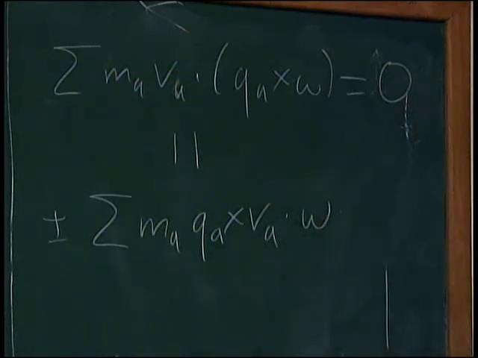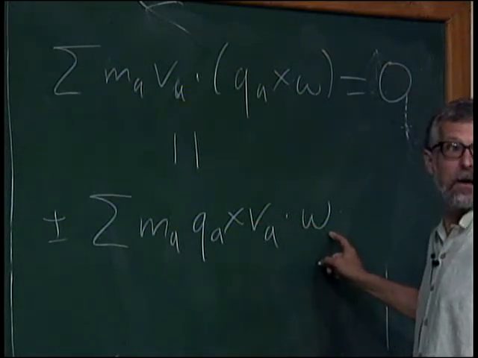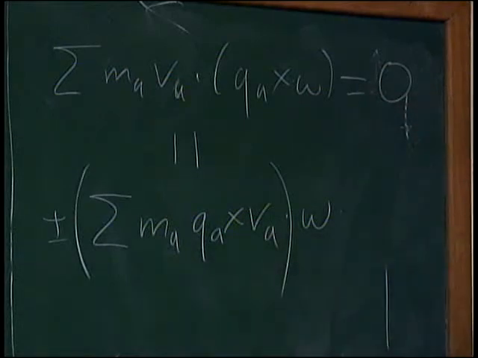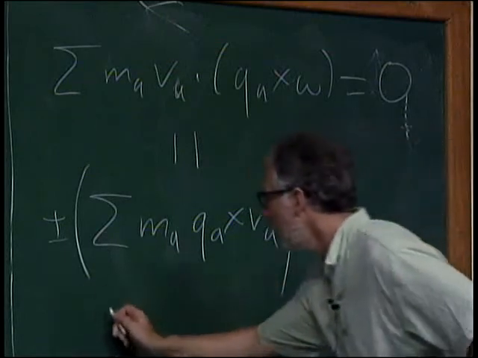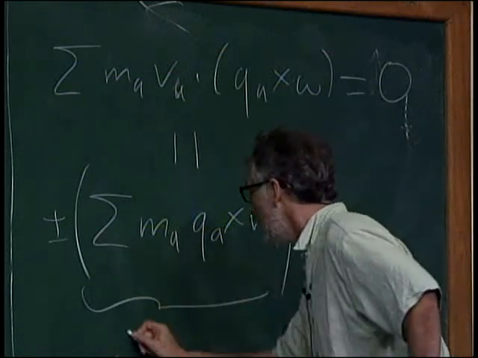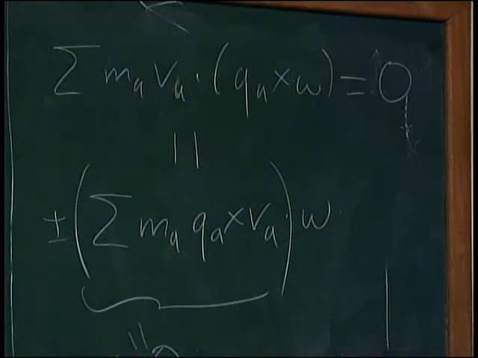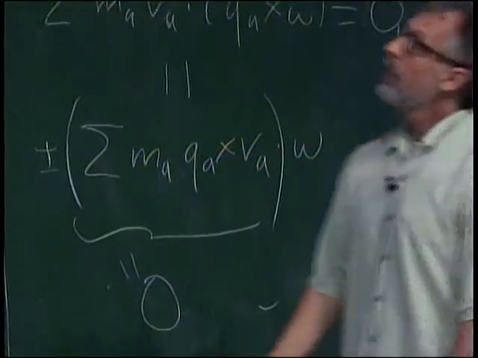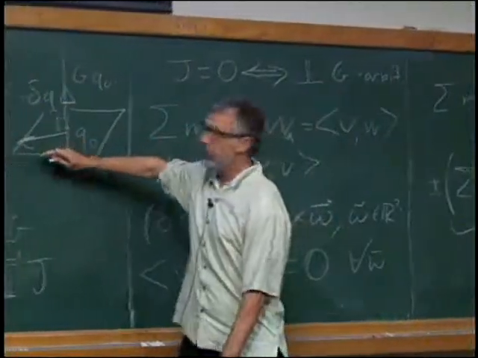Agreed? Okay, well now the omega doesn't depend on A. Right? And this has to be true for all omega. So this thing has to be zero. Okay? So the angular momentum is zero. Okay, so the cat falling, modeled this way, is moving perpendicular here.